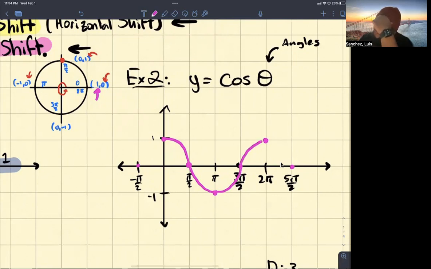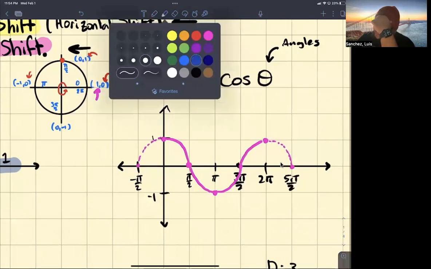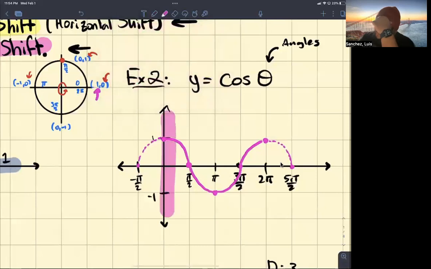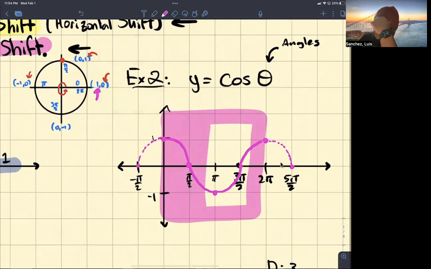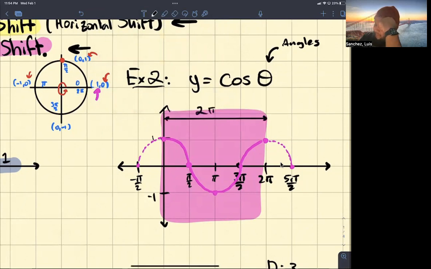It goes on forever and ever. I'm gonna draw this dotted just to show you that technically it keeps going. But from here to here, that is 1 period of cosine. That's how long it takes to complete our cycle before it resets itself. So from here to here, it's 2 pi, right? So this is 2 pi, and that's our period.